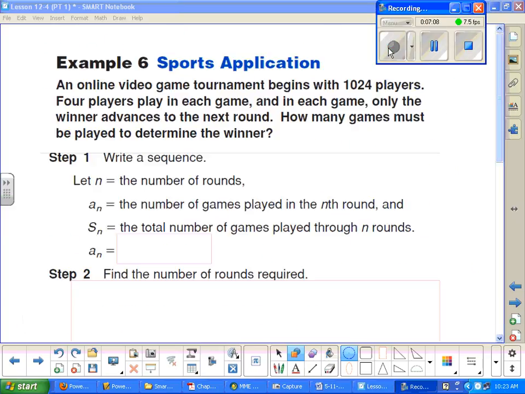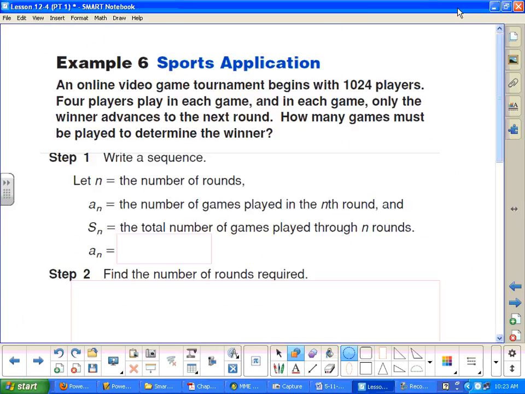Story problem. Okay, an online video game tournament begins with 1,024 players. 4 players play in each game, and in each game only the winner advances to the next round. How many games must be played to determine the winner?